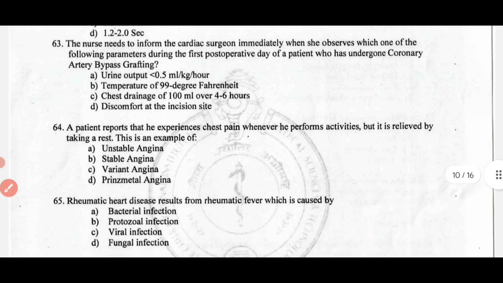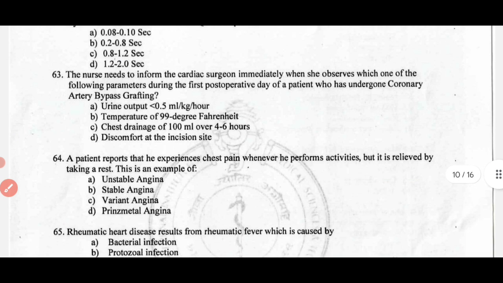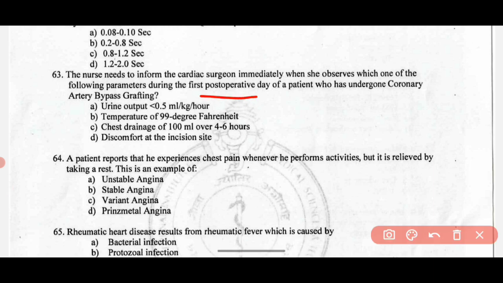And question number 63: the nurse needs to inform the cardiac surgeon immediately when she observes which one of the following parameters during the first postoperative day of a patient who has undergone coronary artery bypass graft. Here the patient is in the first postoperative day after the coronary artery bypass graft. Which among the four has to be informed to the doctor immediately? Let's see one by one.